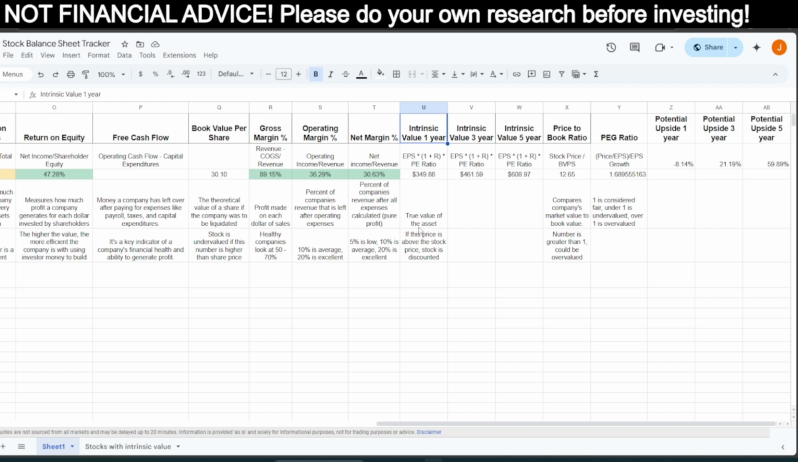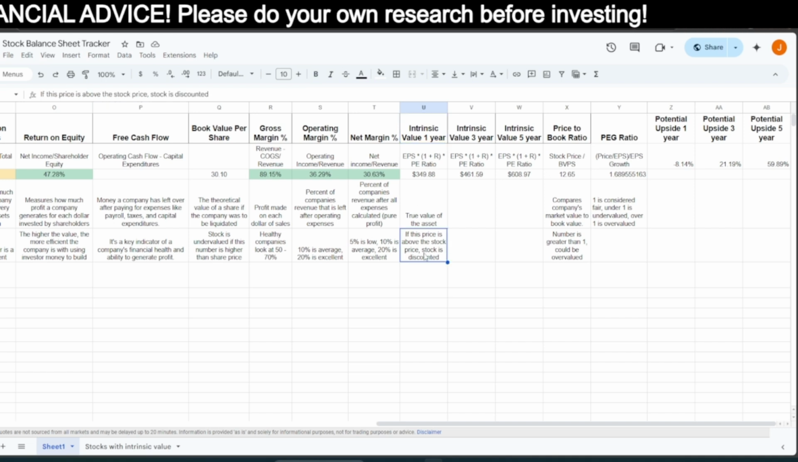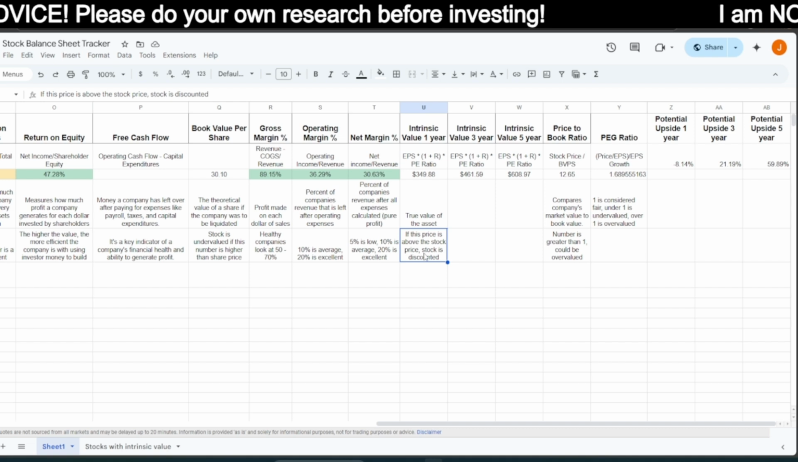Now, I made some notes here. Obviously, the price is above it. If the price is above it, then it's going to be discounted.